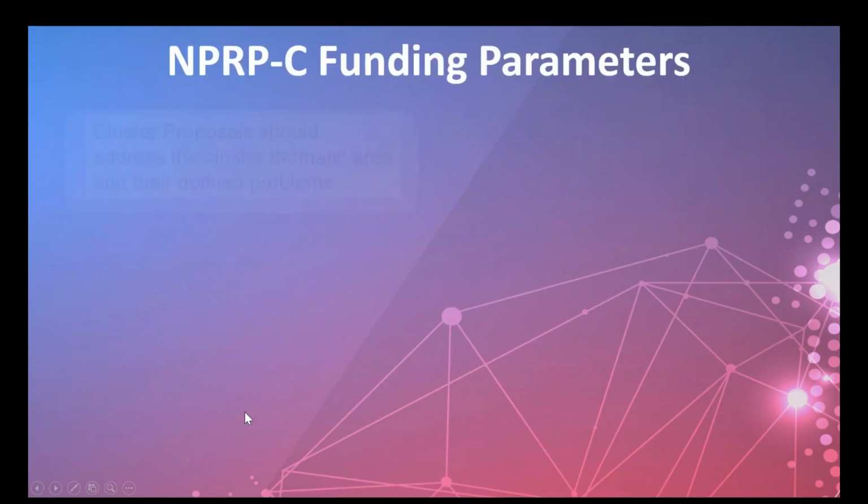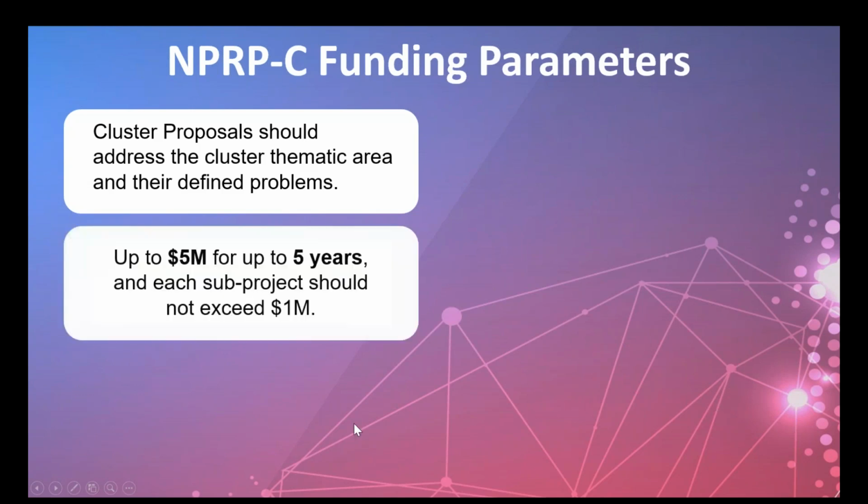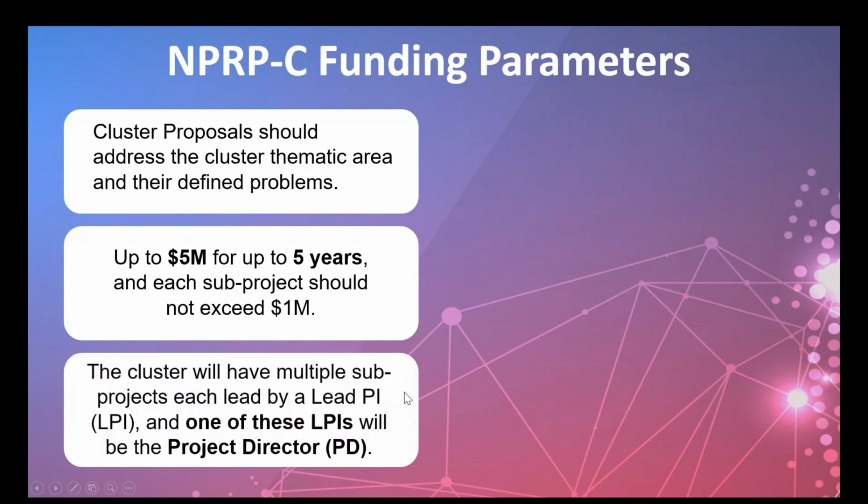The funding parameters of the NPRP cluster, the National Priorities Research Program cluster track, is that each proposal should address the cluster thematic area and the defined problems as per the RFP. We have also the budget, or the grant, is up to $5 million for up to 5 years. And each sub-project should not exceed $1 million. This is the limitation on the budget.